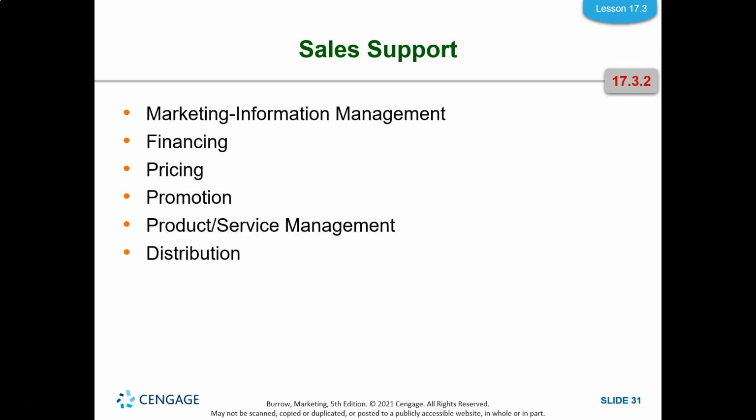Okay, moving on to 17.3.2, which is the sales support section. So that could be the marketing information management, which often is the software and support staff. You're talking about financing, the pricing, the promotion, the product and service management, and the distribution part. 17.3.2 in the chapter starts on page 490 and goes through page 491. So you'll find the details of these different areas on those pages.